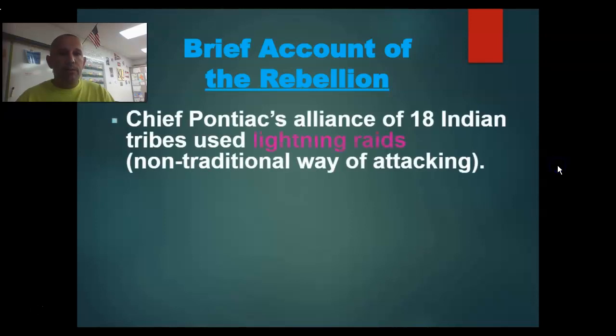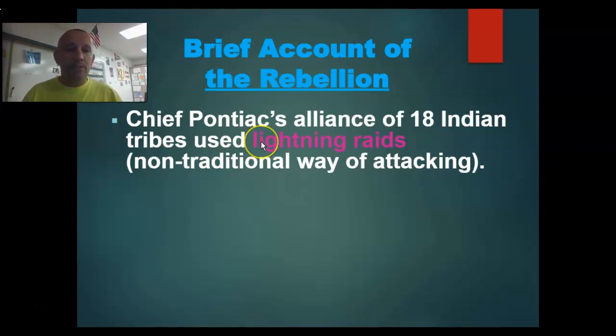Real quick, a brief account of the rebellion. Again, it was a 3-year conflict, but we're going to talk about it here in about 1 minute. Chief Pontiac's alliance used what were called lightning raids, the opposite of the traditional way of attacking. Back during this time, the European way to fight was basically, I line up my guys on one side, you line up your guys on the other side, we're in a big open field, and we just shoot back and forth at each other. And whoever loses the most men loses that battle. It's kind of a dumb way to fight.